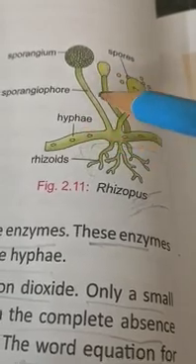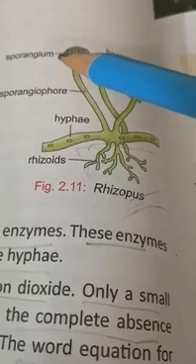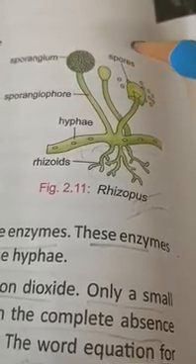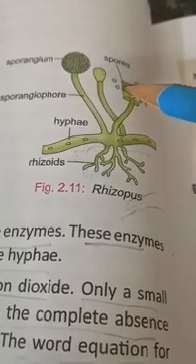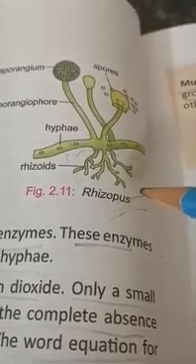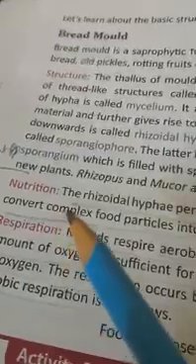These are all hyphae. The erect one is called the sporangiophore, and on the top of it there is a circular body called the sporangium in which spores are produced. These spores, when they fall on another substratum which contains food, will again grow into a new rhizopus. So let us see how they do their nutrition.